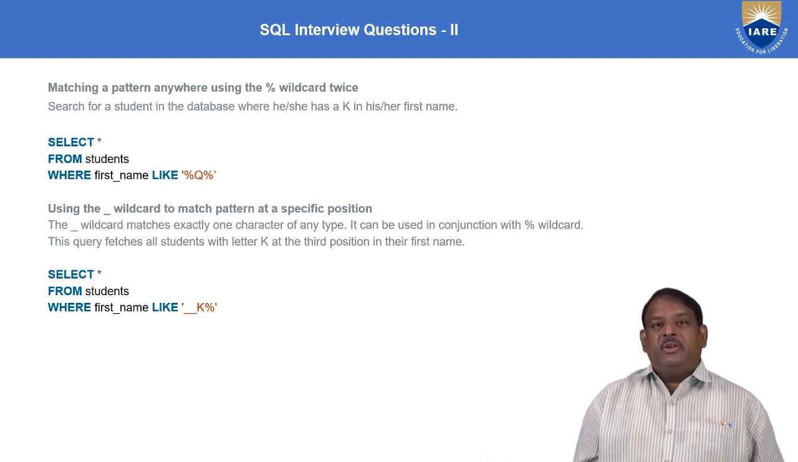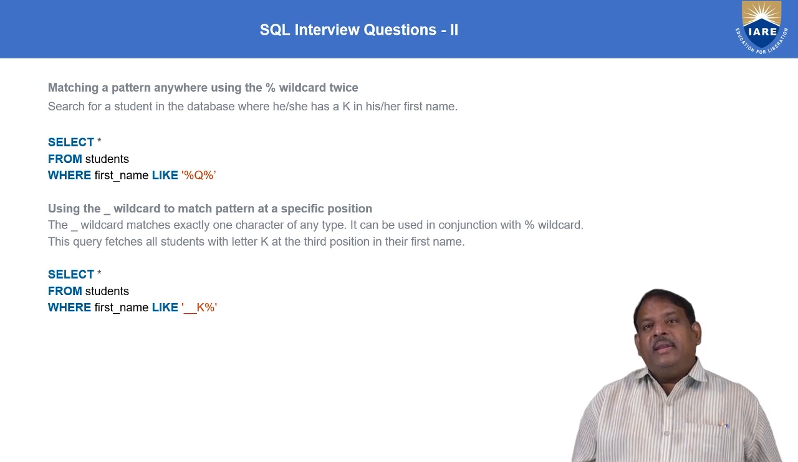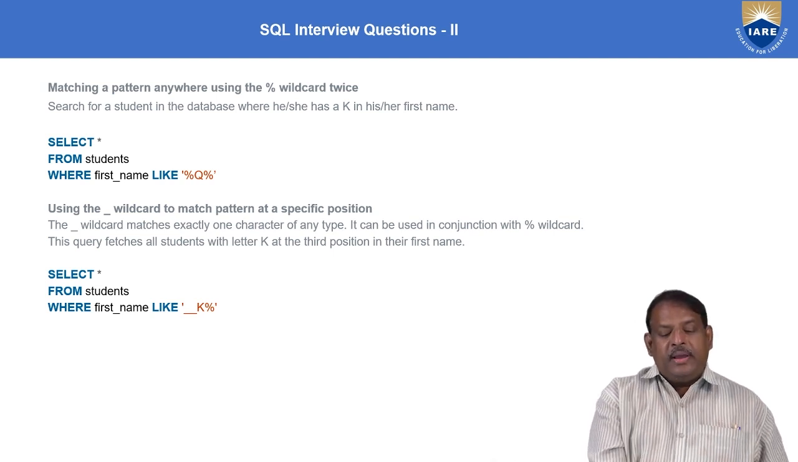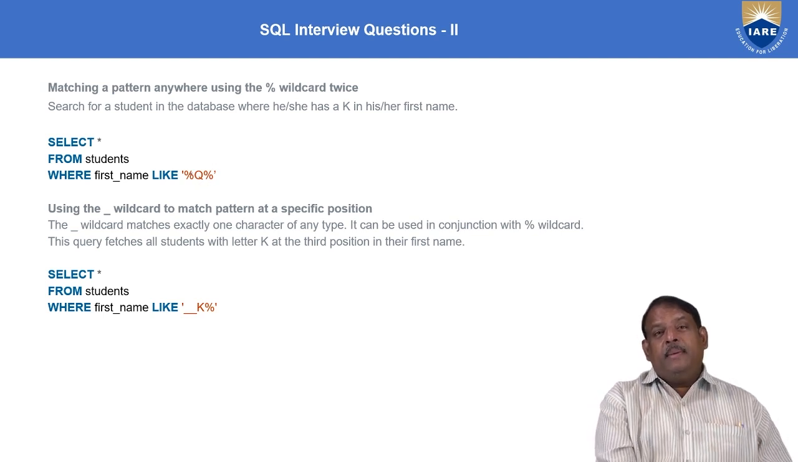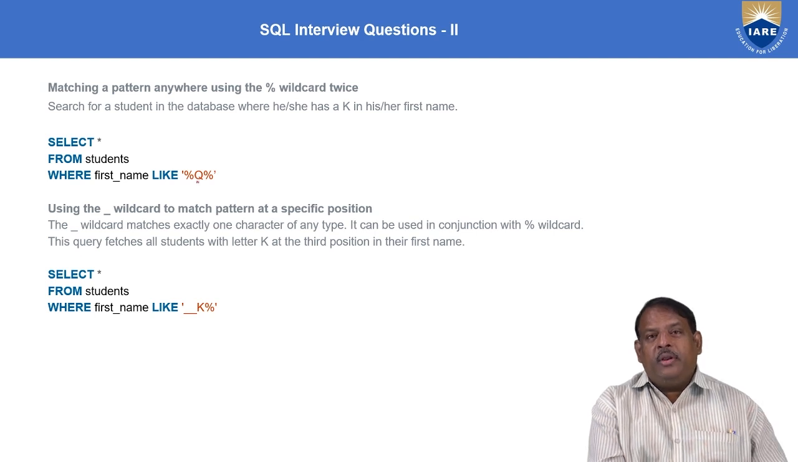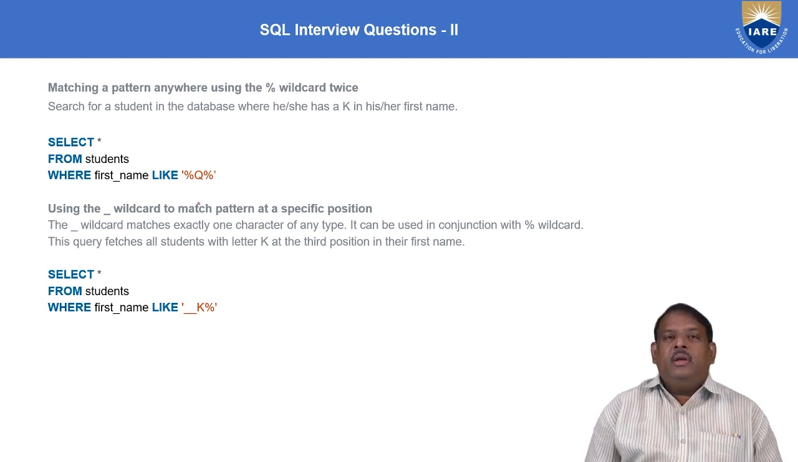Now pattern matching using the percent wildcard search. So search for a student who has the letter K or Q in the name. '%K%' or '%Q%' means anywhere in the name, if the K or Q is there, it's going to get the data.